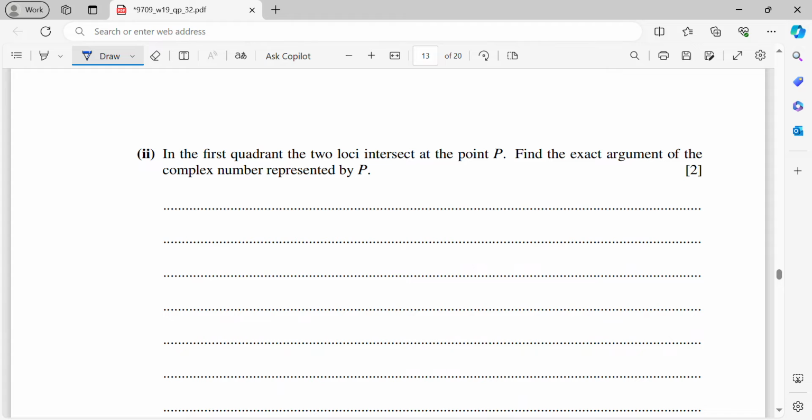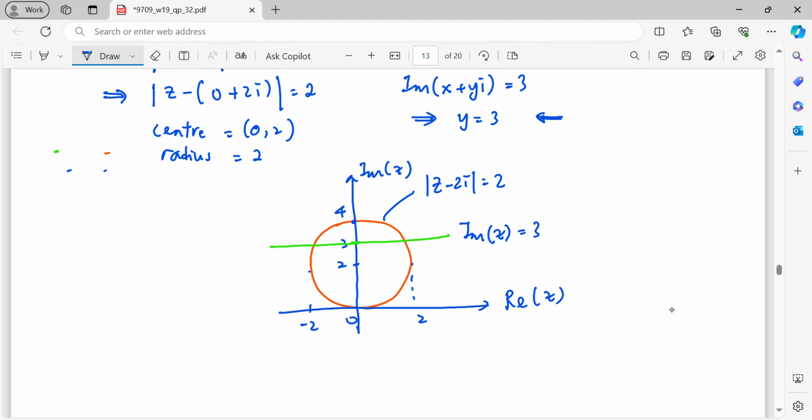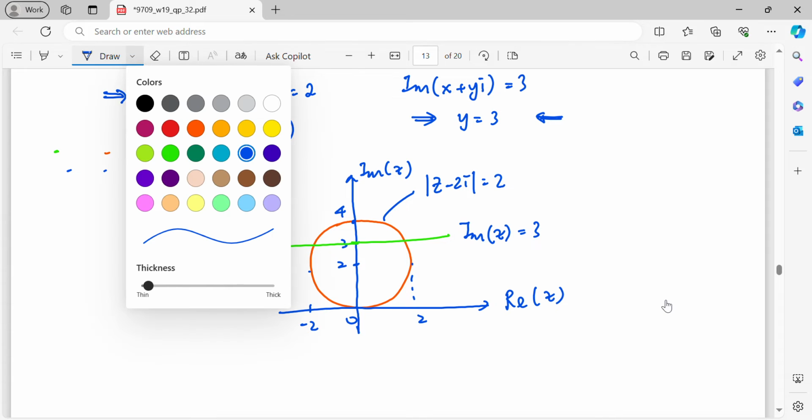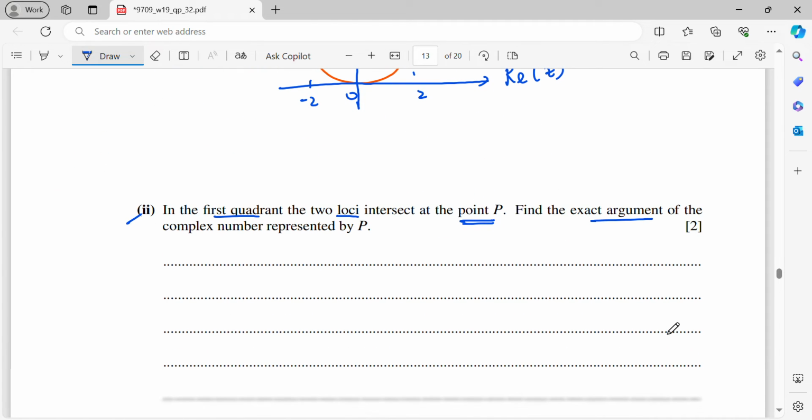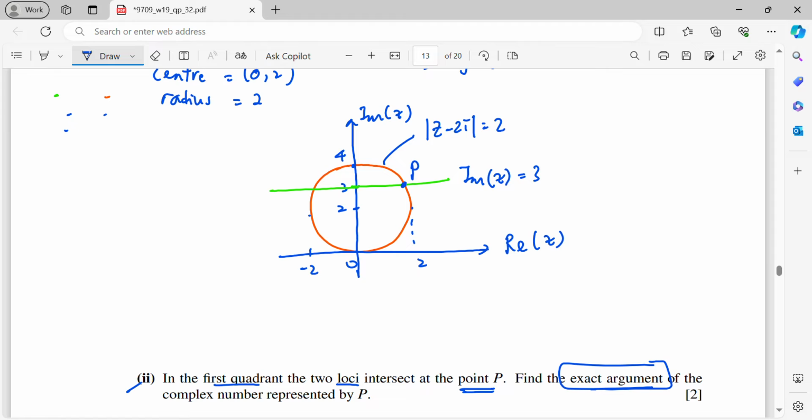Okay, now part 2. In the first quadrant, the two loci intersect at P. Find the exact argument of the complex number represented by P. Okay, the first locus here, which is here now. This is your P. And then you need to calculate the exact argument. Okay, argument. It refers to the origin, and this is the argument, theta.